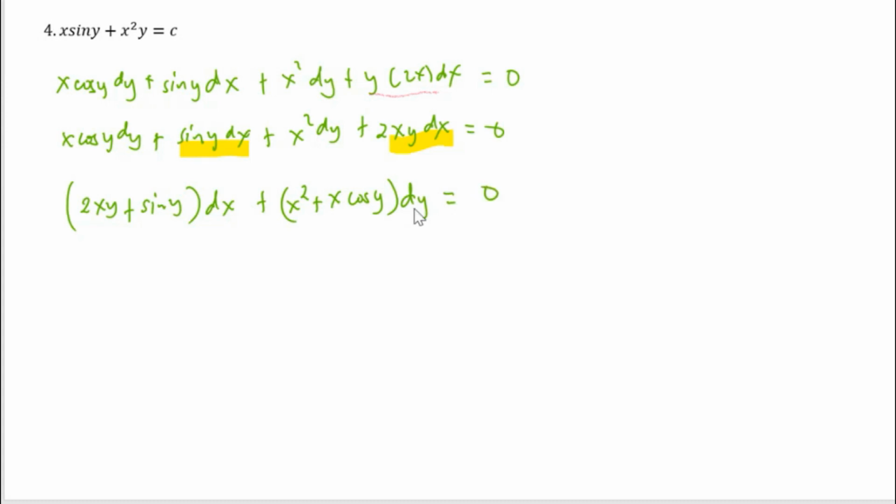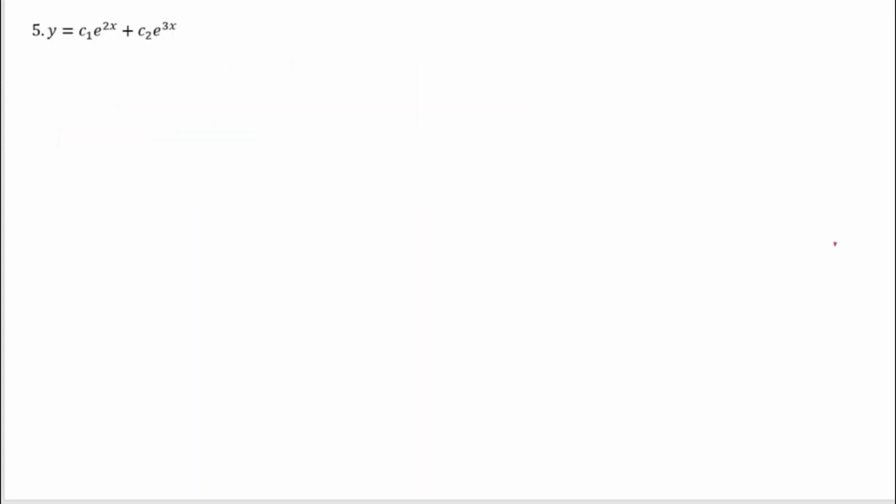So that would be now our final answer for that problem. For number 5, we have the derivative of y, dy, is equal to the derivative of c sub 1 of e raised to 2x, and the derivative of 2x is equal to 2 dx, plus the second term, c sub 2 of e raised to 3x, and the derivative of 3x is equal to 3 dx.